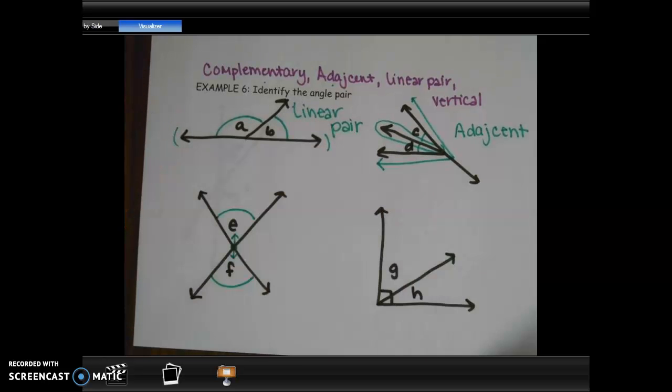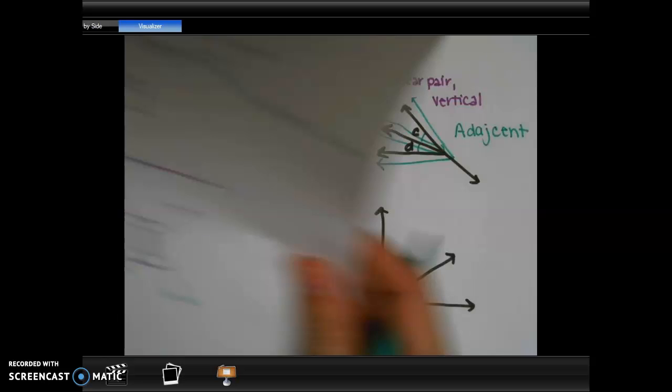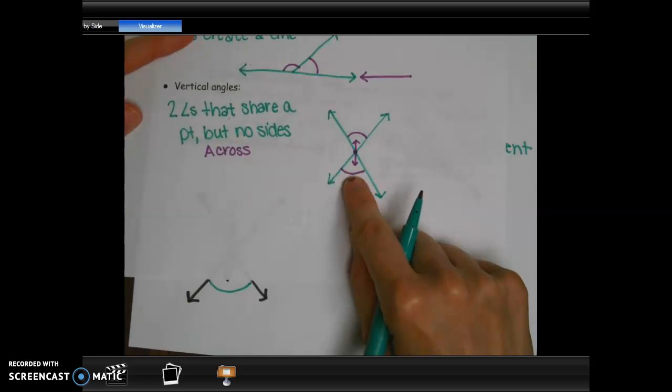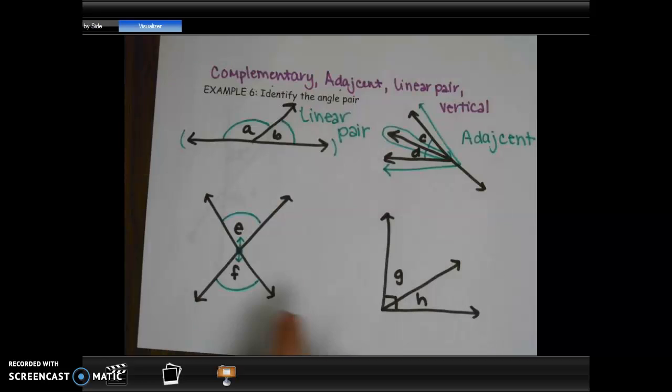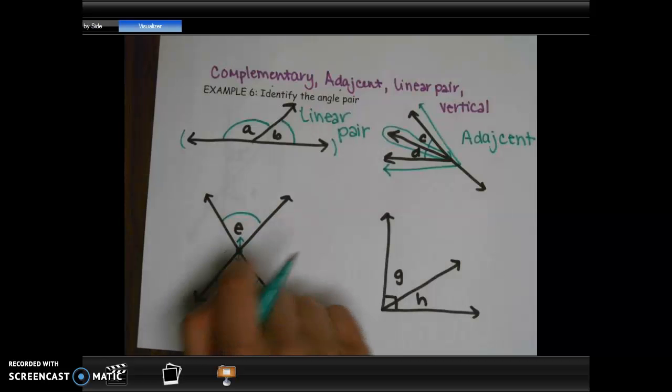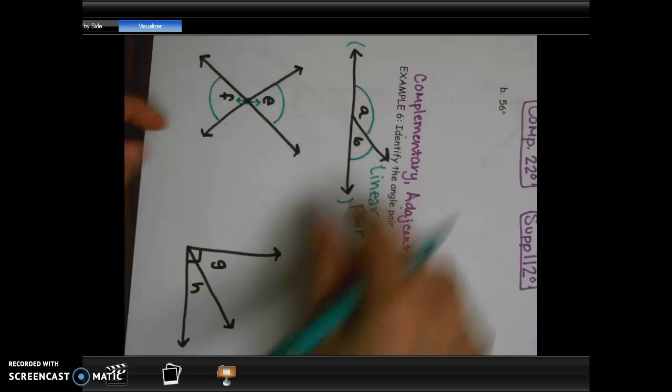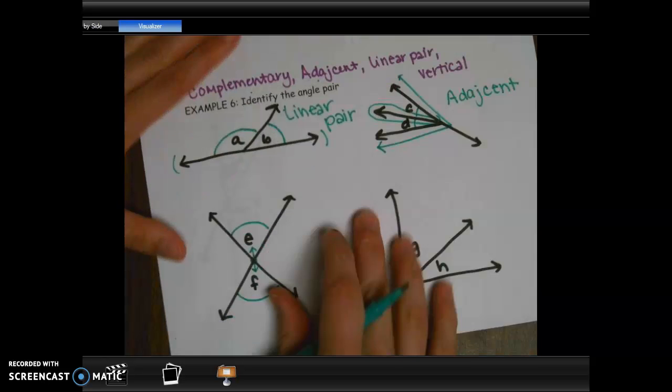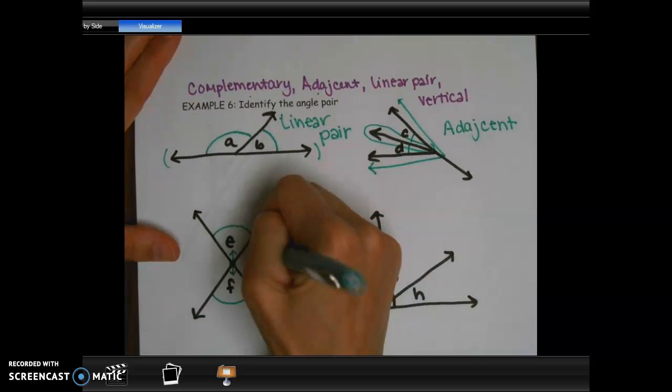So if you remember back whenever I looked at the vocab, I said if they're across from each other and they create a bow tie, they're vertical. Now these are across from each other, and they're creating a bow tie. See it? So they are vertical.